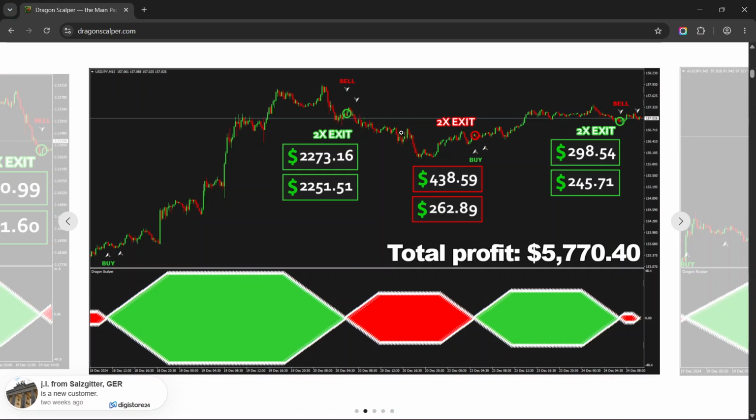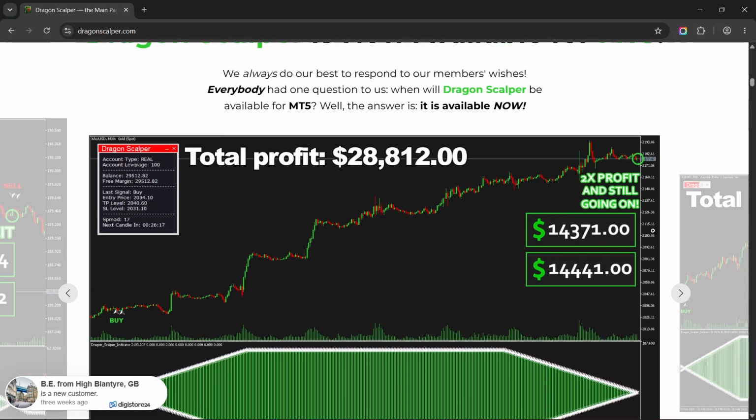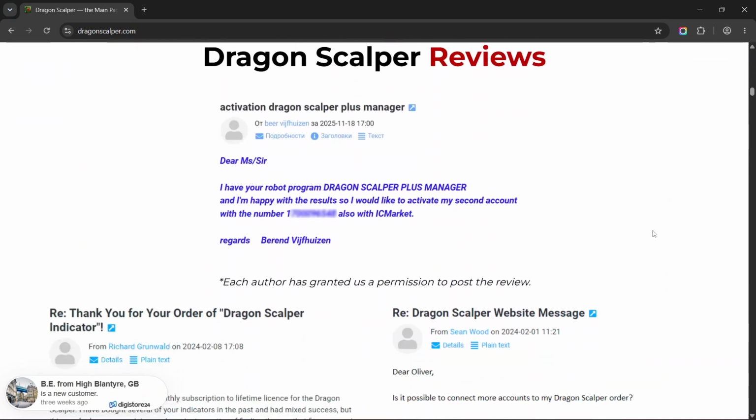The entry comes from these arrows, and exits are handled through the manager with a few options: fixed take profit, opposite signal, or trailing stop. They also mention a news filter that can pause trading, a maximum spread filter, trading hours control, and percentage-based money management.